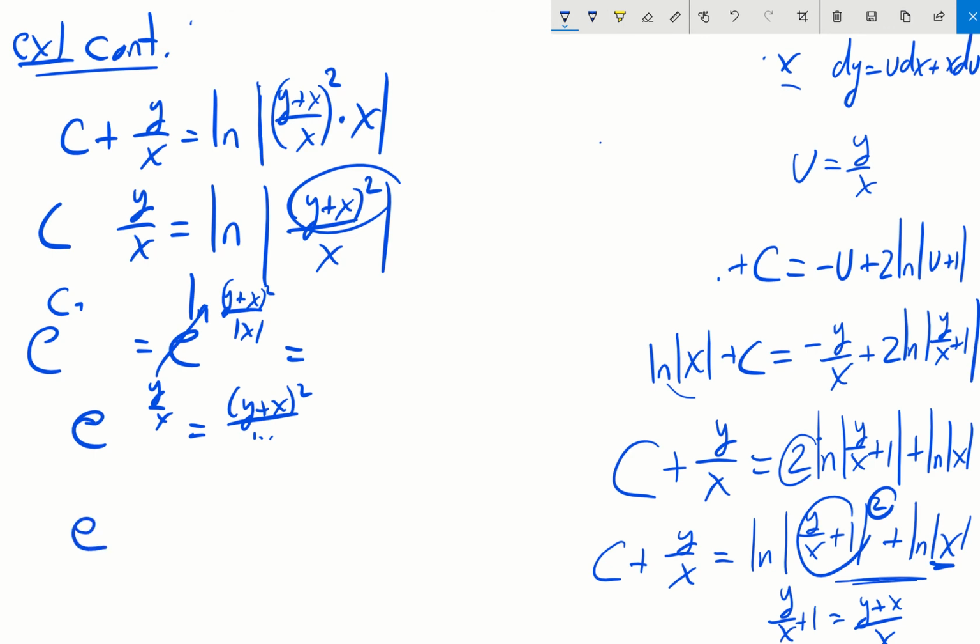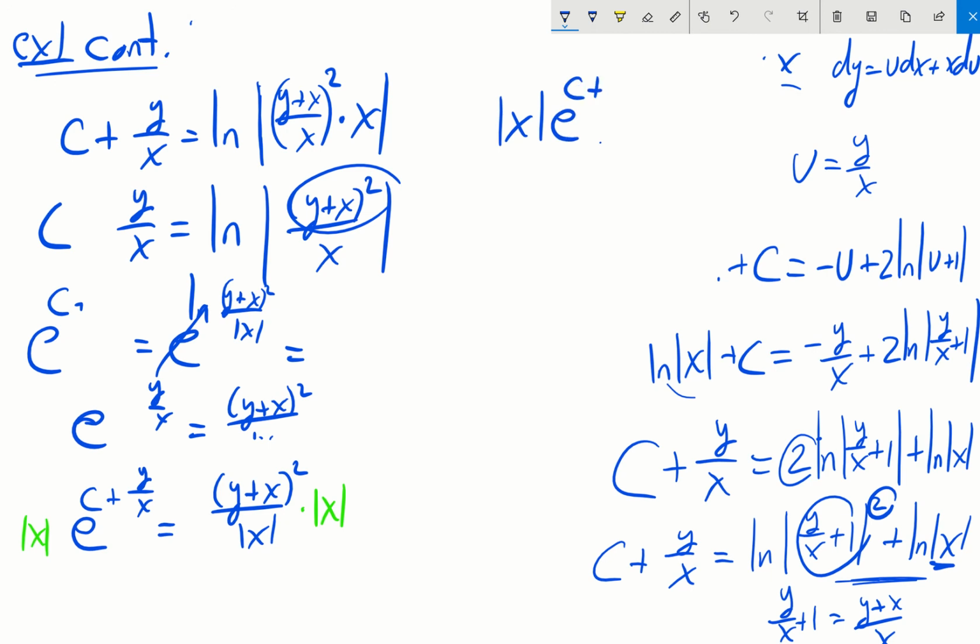So we had c plus y over x. And now on this right-hand side, when that thing canceled, we had y plus x squared times the absolute value of x. Let's clear off the fractions by multiplying both sides by the absolute value of x. And we get a pretty nice form of this thing. So we have the absolute value of x, e to the c plus y over x equals, this cancels. We have y plus x squared.